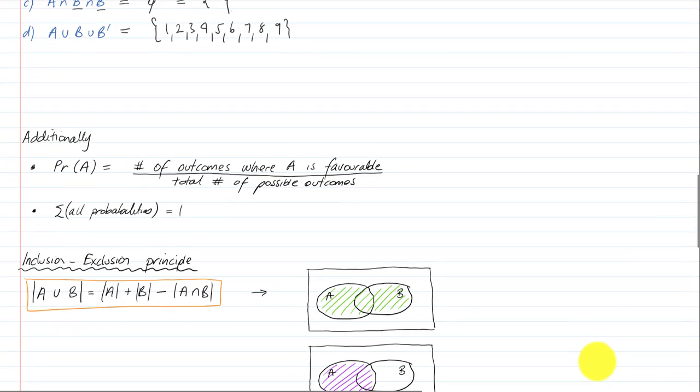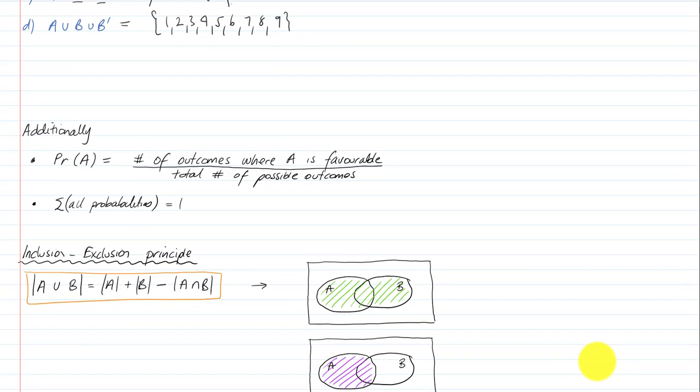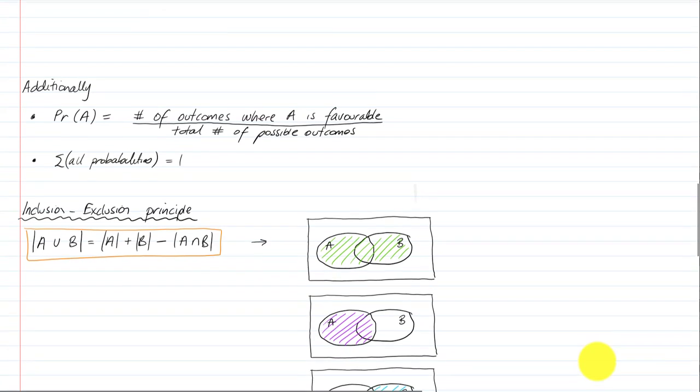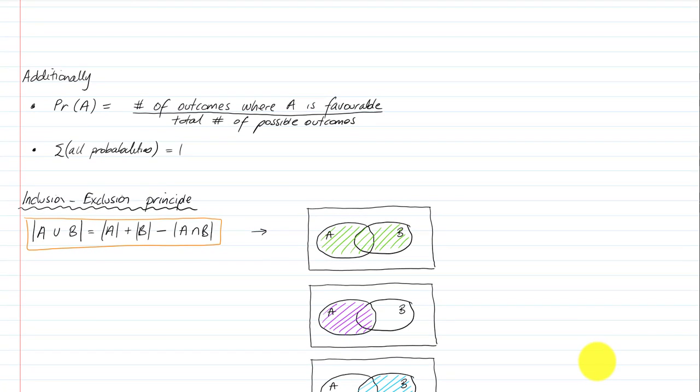Now, additionally, there's some other things that are important here, including the inclusion-exclusion principle. So firstly, the probability of A occurring is the number of outcomes where A is favourable divided by the total number of possible outcomes. In the previous example, A was the odds. There were 5 odds and 4 evens and 9 in total, so it was 5 on 9. And also don't forget that the sum of all probabilities must equal 1.